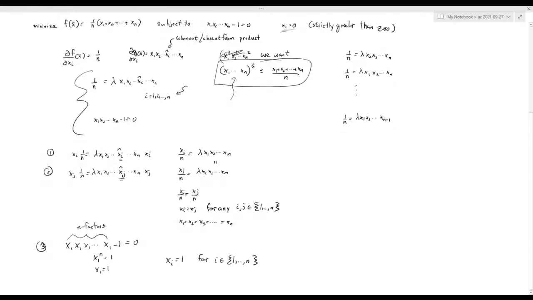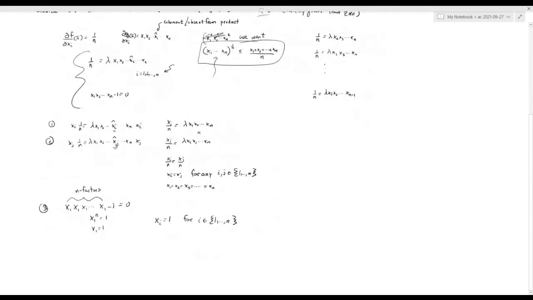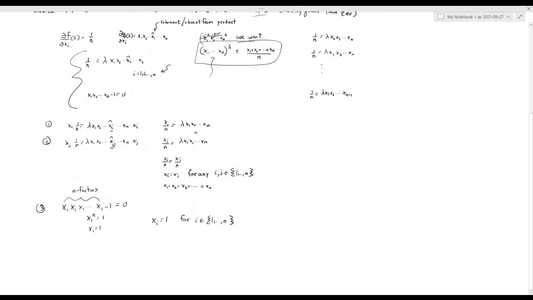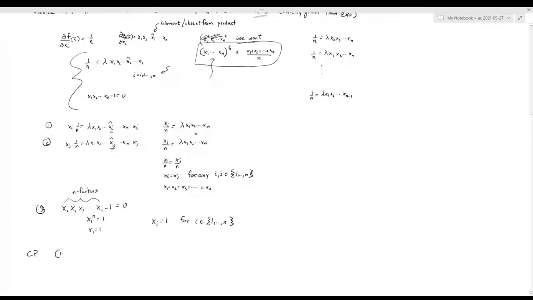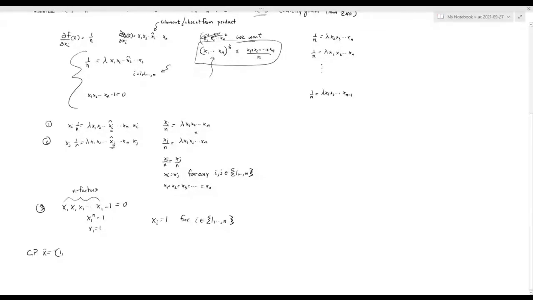So for all the coordinates. Okay, so there we go. We have solved for critical points. It's essentially the critical point. There's one that we care about, and that's where all the coordinates are equal to 1.